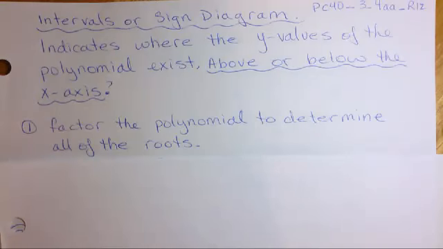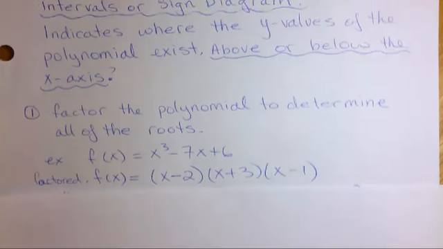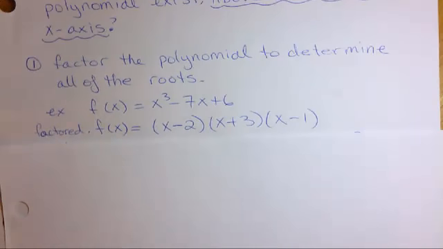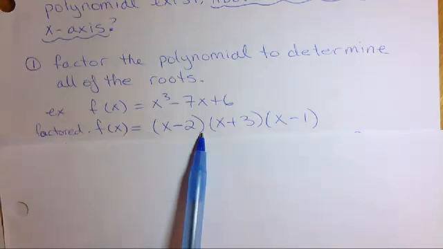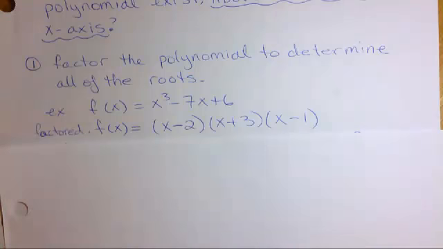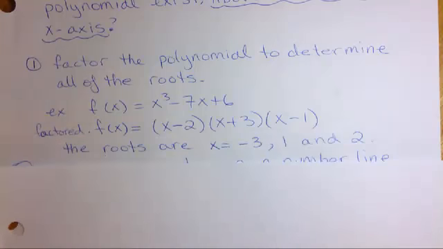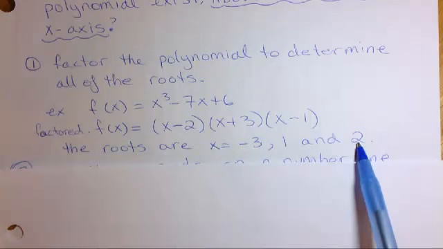So what you're going to do first is factor the polynomial to determine all of the roots. Once you've done that, I'll use the first example in the 3.4 notes to do this question. So this is our factored form: f of x is equal to x minus 2 times x plus 3 times x minus 1. That tells us that the roots are -3, 1, and 2.